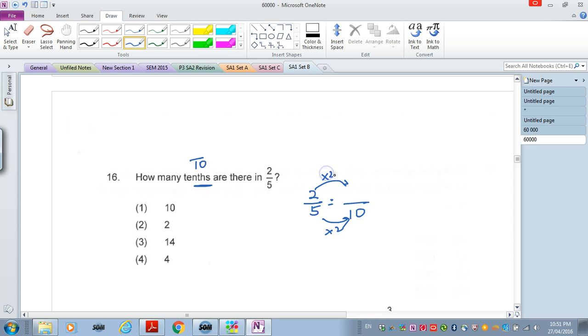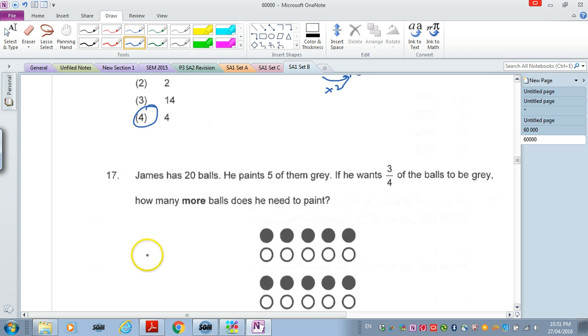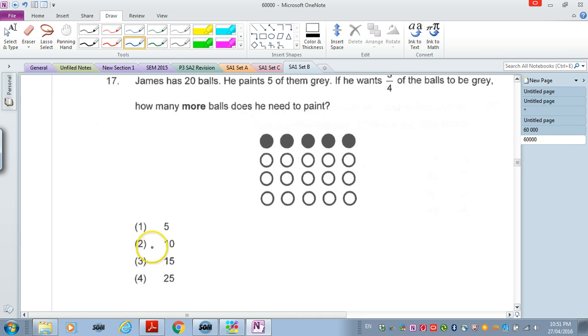Multiply by 2. So I will get 4 tens. Option number 4. James has 20 balls. So we know that all together, this set, there are 20 balls. He paints 5 of them grey. 1, 2, 3, 4, 5 grey.